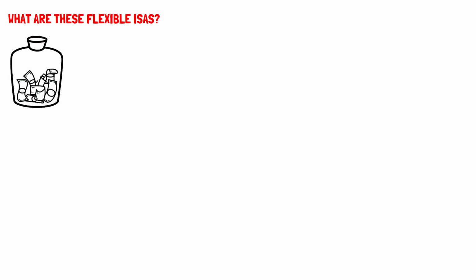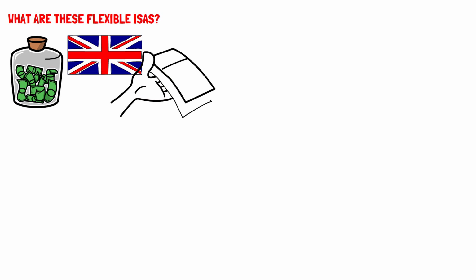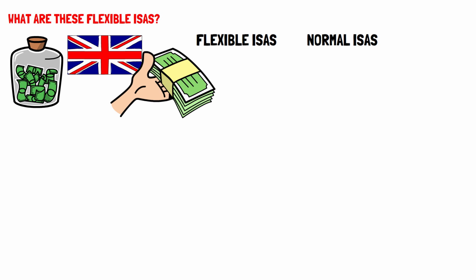Now, what are these flexible ISAs? Individual savings accounts, ISAs, are a super important part of the tax-efficient savings in the UK, offering a range of options to help individuals save or invest without incurring tax on the returns. Within the range of ISA products, flexible ISAs stand out due to their unique capability to provide enhanced liquidity and flexibility. Unlike normal ISAs, this feature allows savers to withdraw and then replace funds within the same tax year without affecting their annual ISA allowance.